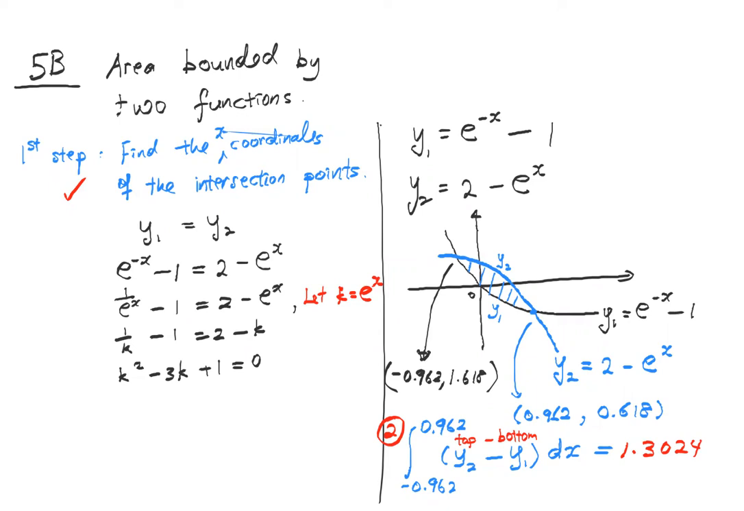So on that note, like example 5, correct? They are asking for exact value. So you see, always use the top minus the bottom. Yep. So that is called area bounded by two curves, two functions, okay? So please try exercise 5B.